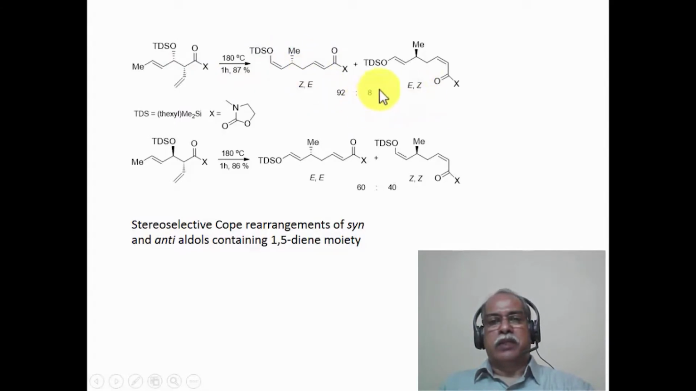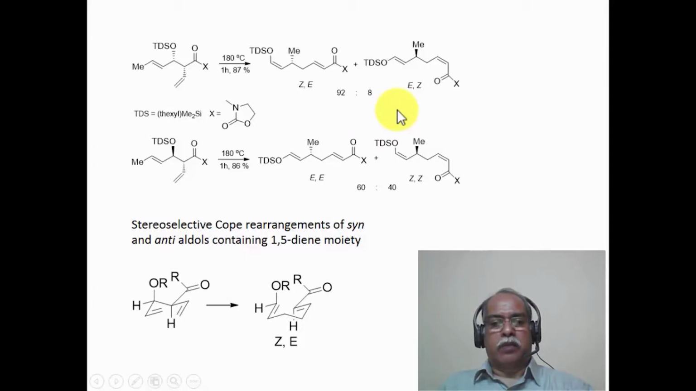The EZ isomer is a very minor product. On the other hand, if you take the anti-aldol condensation product, which is this particular product, the 3,3 sigmatropic rearrangement, which is the oxy-Cope rearrangement, essentially produces the ZZ and EE isomer in the 60-40 ratio as it is shown here. So the stereochemistry of these double bonds is fairly well defined, which constitutes the stereoselective synthesis of this particular Cope rearrangement product that is formed.